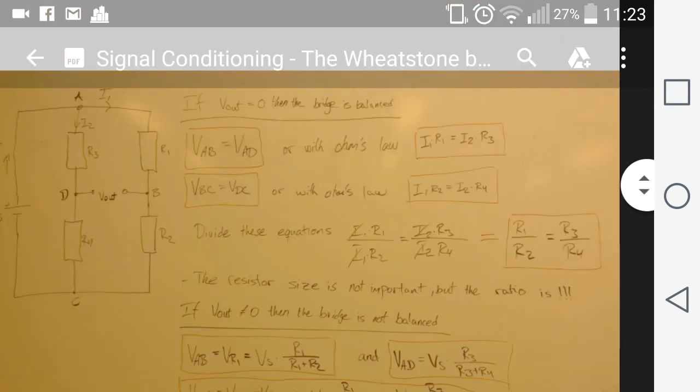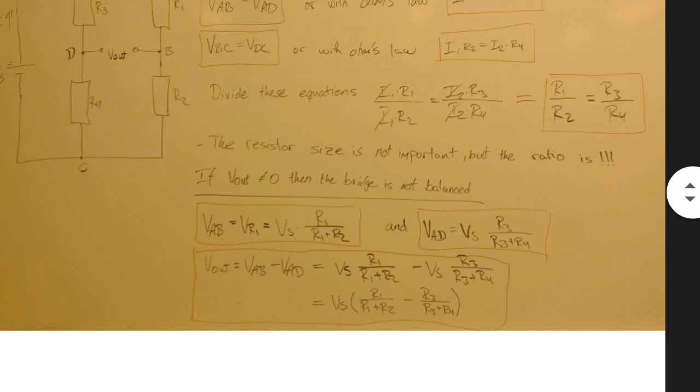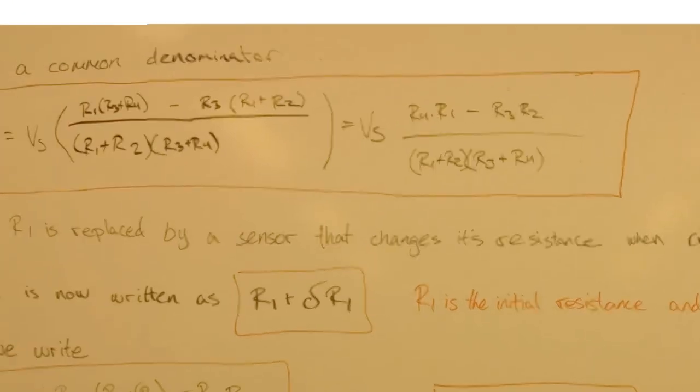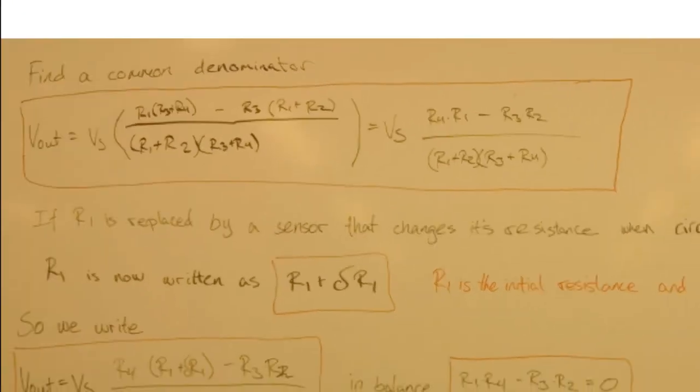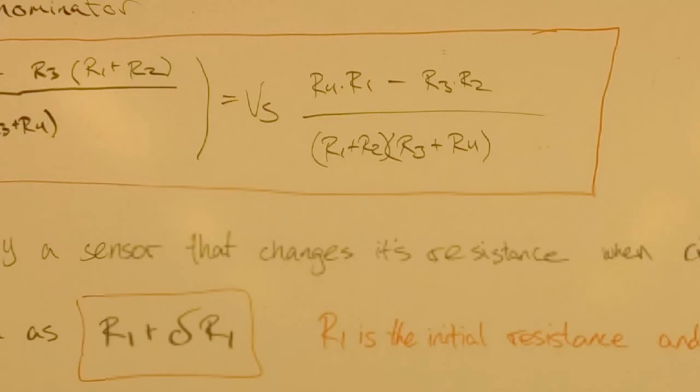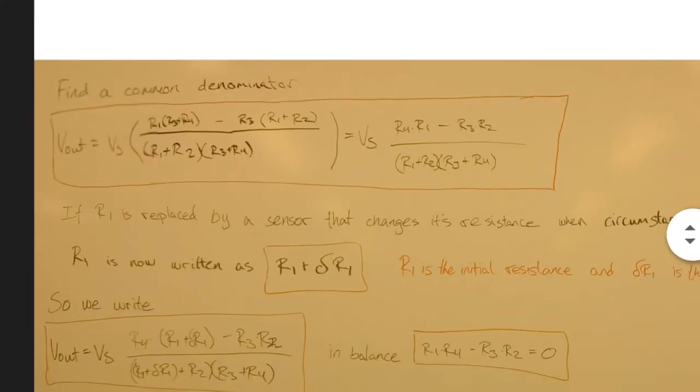Now if we continue, I want to stop here and play a little bit with the equation for the output voltage and find the common denominator, so that I end up with an equation that says the output voltage is equal to the source voltage times the numerator of R4 times R1 minus the multiplication of R3 and R2, and all of this divided by the denominator of the sum of R1 plus R2 times the sum of R3 plus R4.